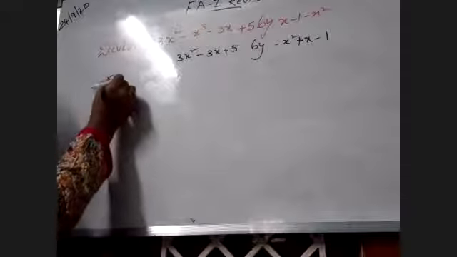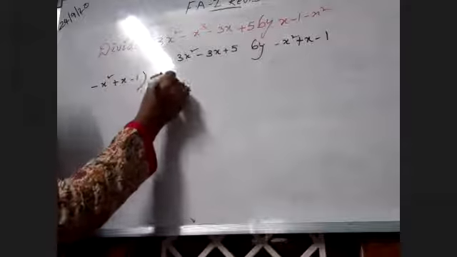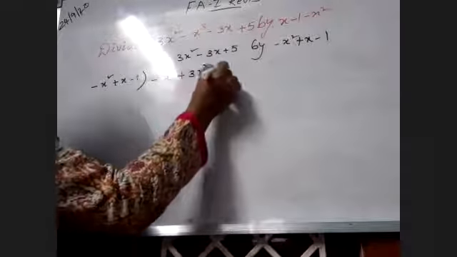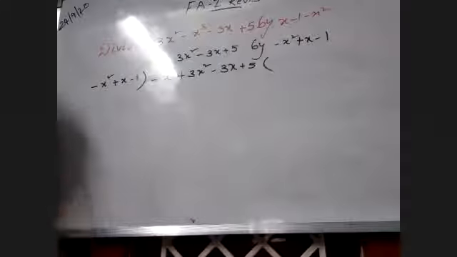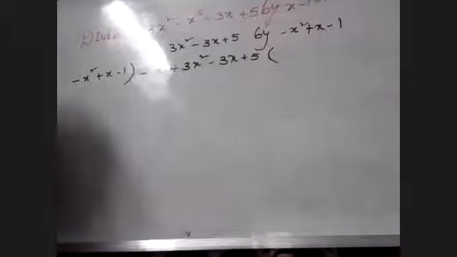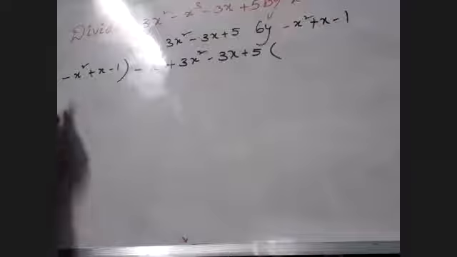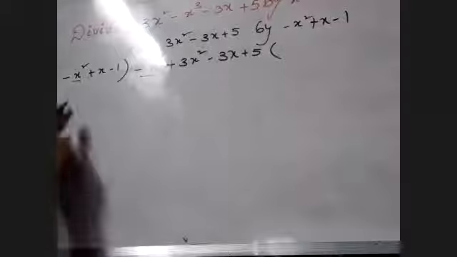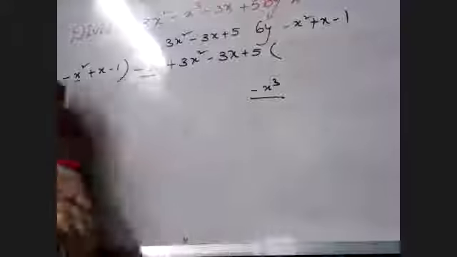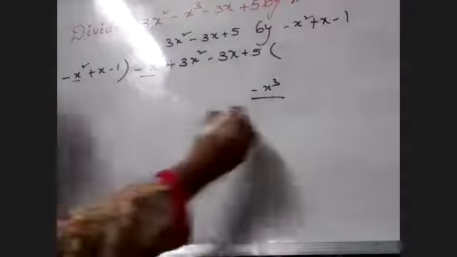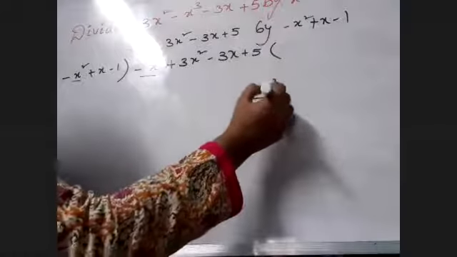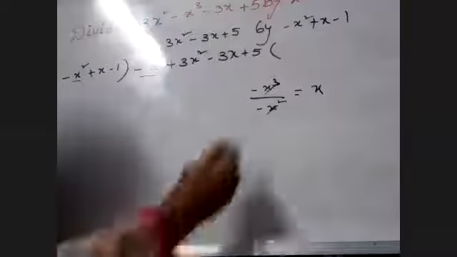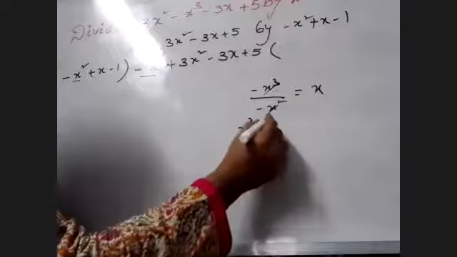Minus x square plus x minus 1, minus x cube plus 3x square minus 3x plus 5. So when we are writing here, we have to check the first term here and the first term here. Here the first term is minus x cube. In the divisor, the first term is minus x square. If I cancel, x cube by x square, we will get x only. Yes or no?